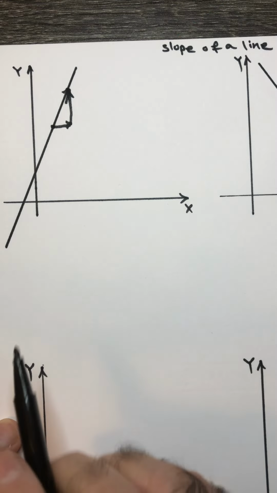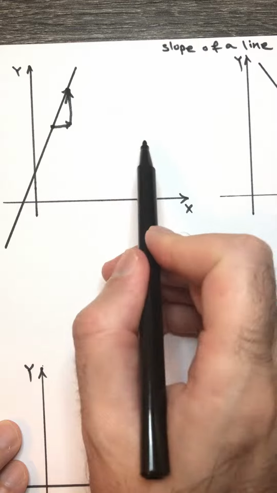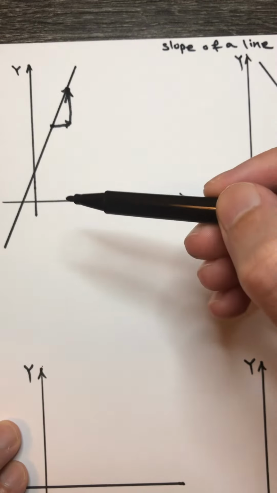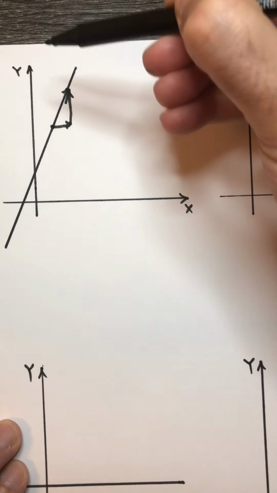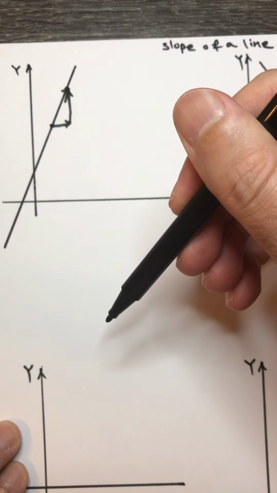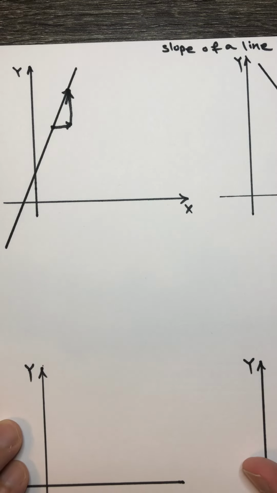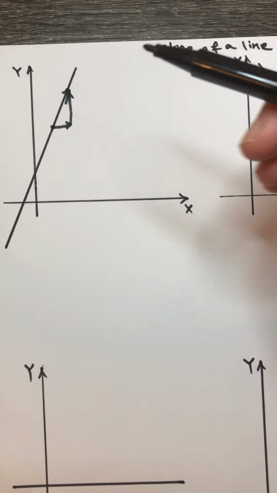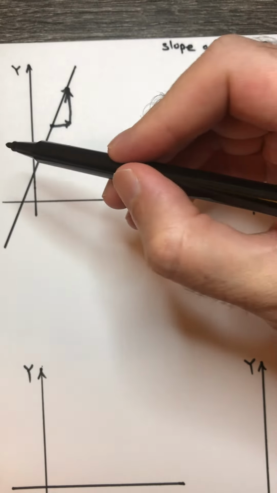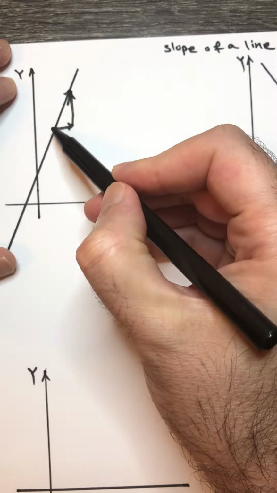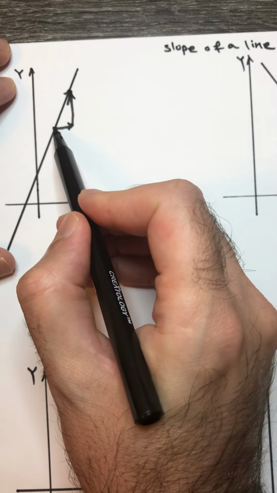For horizontal movement, we consider a movement to the right as positive and a movement to the left as negative. And for vertical movement, we consider a movement upward as positive and a movement downward as negative. Then the slope of a line is the ratio of the vertical movement to the horizontal movement.